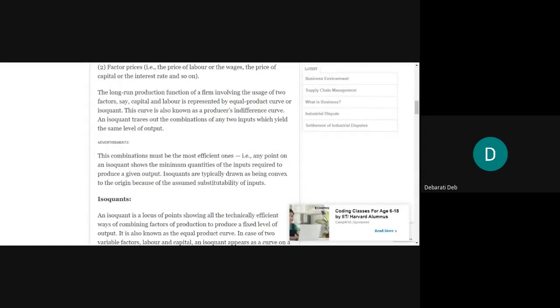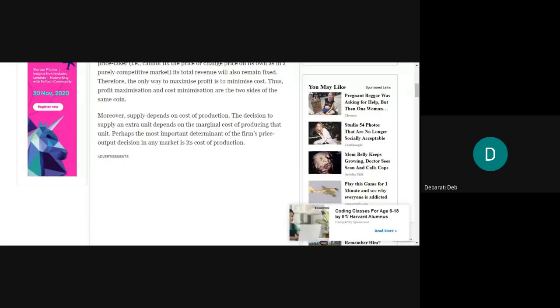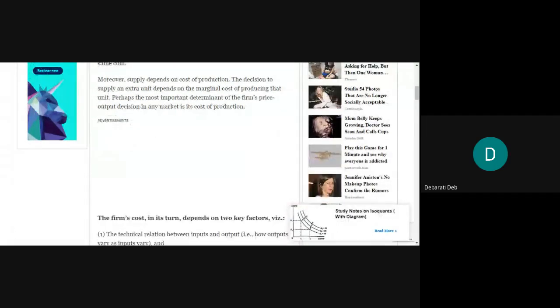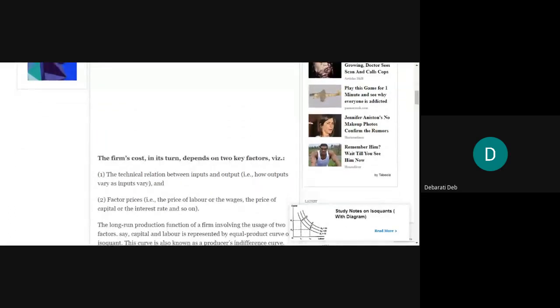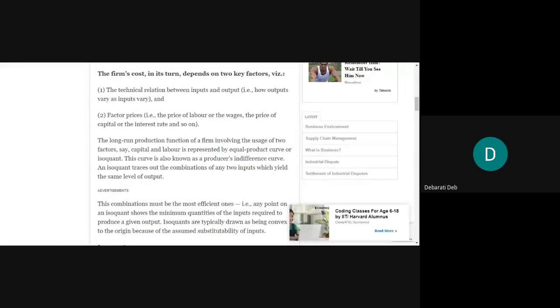In this scenario, the only way to maximize the profit is what? It is to minimize the cost. If you minimize the cost, only then can you improve the amount of profit, isn't it? Next, we came to the fact that not only profit maximization but also the supply side depends on the cost of production. Then we proved that the most important determinant for the firm's price and output decision making is the cost of production. Then we gradually came to the concept of the firm's cost.